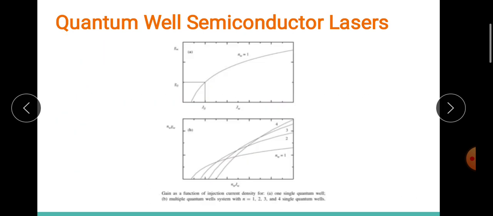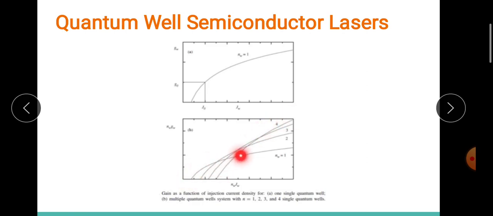Now let's see the relationship between gain and current density. We can see that for a single quantum well here, there is an exponential increase in gain with an increase in current density. And in the case of multiple quantum well structures, with N_W, where N_W is the number of quantum wells.